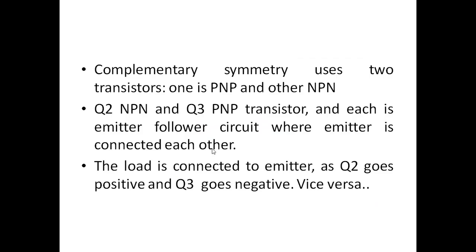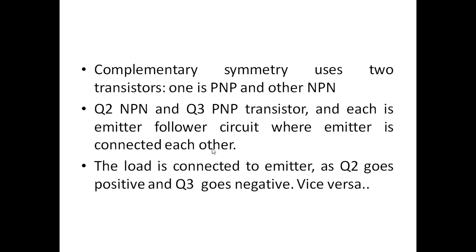power amplifier. The complementary symmetry uses two transistors. One is PNP and the other is NPN. Q2 NPN and Q3 PNP transistor. Both are identical in nature and each is an emitter follower circuit where the emitters are connected to each other. These two emitters are tied and connected to a load resistor. The load is connected to the emitter as Q2 goes positive and Q3 goes negative and vice versa.